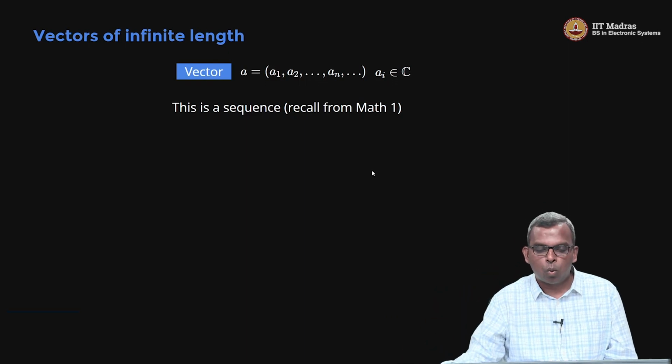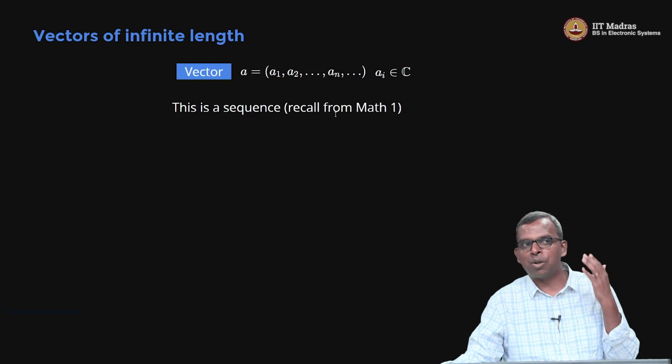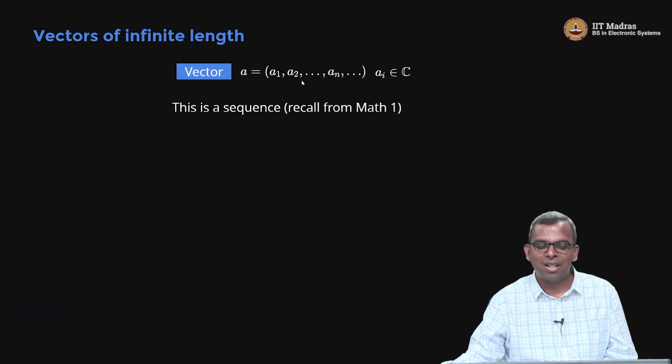So what you can think of as a vector here, A, is A1, A2, An, and it goes on and on and on forever, right? And these Ai are complex valued. It could be real also, usually our examples will be real, but we'll generally think of the Ai as complex also. This is actually a sequence, right? You remember your math 1, we were studying these sequences. So I'm calling this entire sequence a vector A.